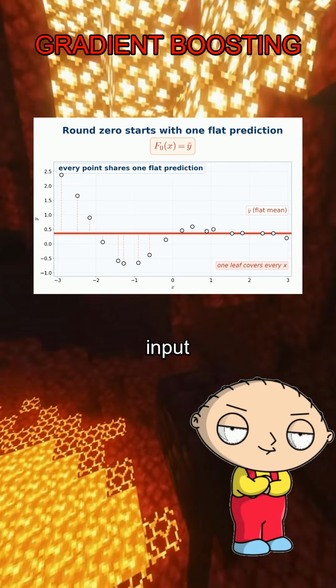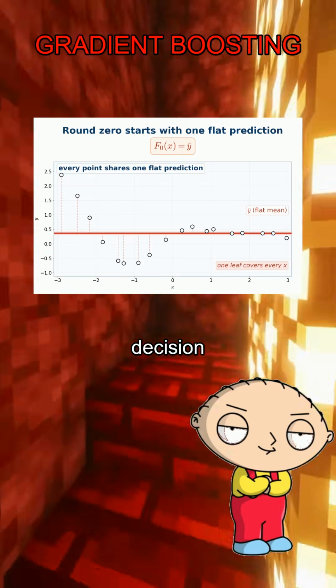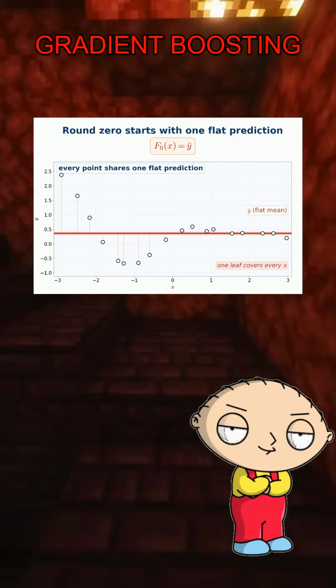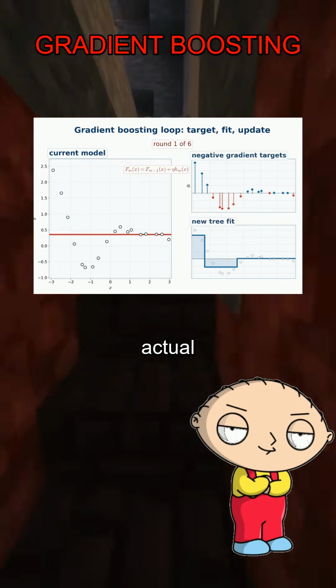Simple dataset with one input feature, one output, squared error loss. Our initial model is a single decision tree which has a single leaf which contains all the points and outputs their average y value depicted by that flat red line. That's a terrible prediction. Now for the actual training run.